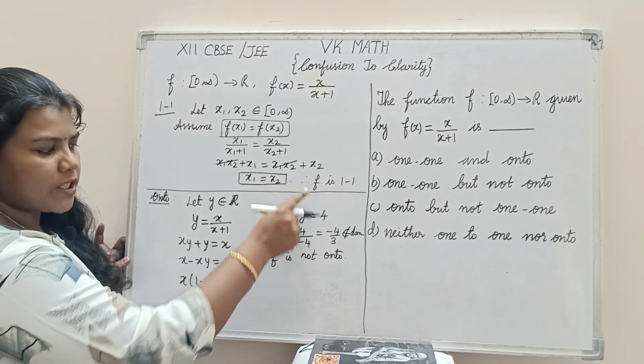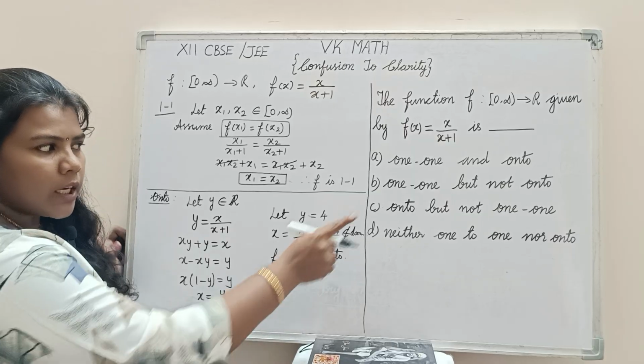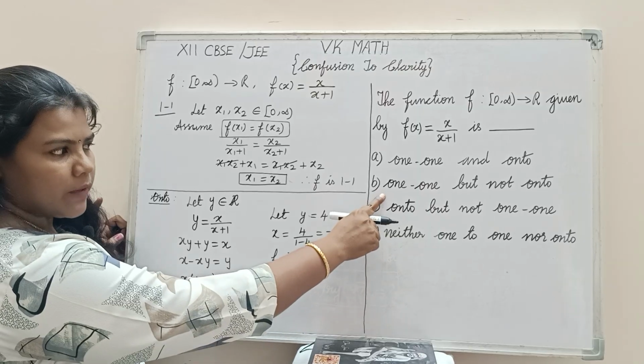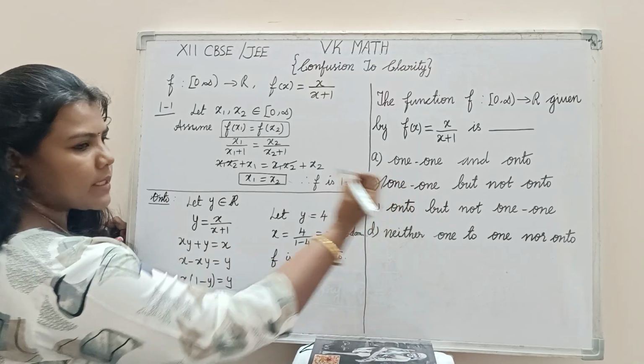Here we have proved f is one-to-one and it is not onto. Now we say which is the correct option? Yes, one-to-one but not onto. Option B is the correct answer.